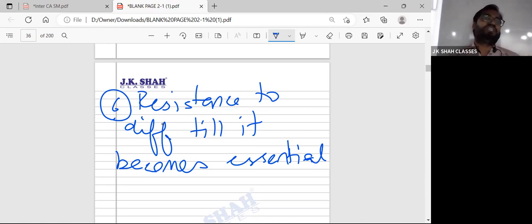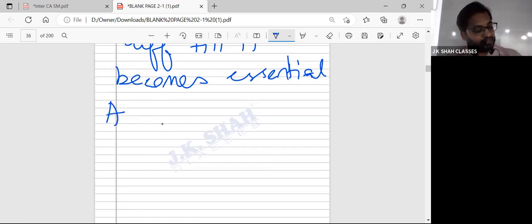What were the 6 points, right? We had 6 points. What was the first point? Forecast the demand for the product. Optimum utilization of resources. Achieve economies of scale. Standardization of products. Invest in cost saving technology. Resistance to differentiation till it becomes essential. Any doubts in that particular question?